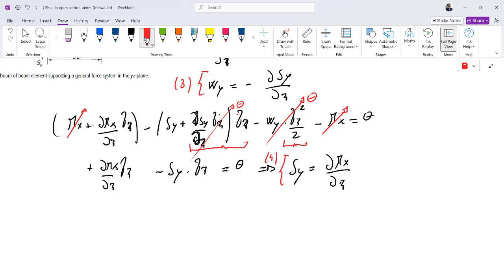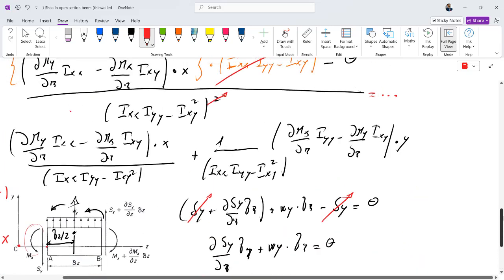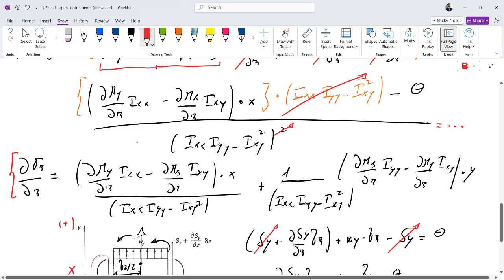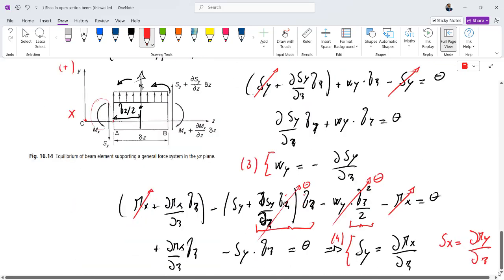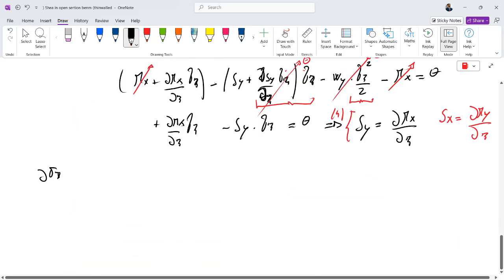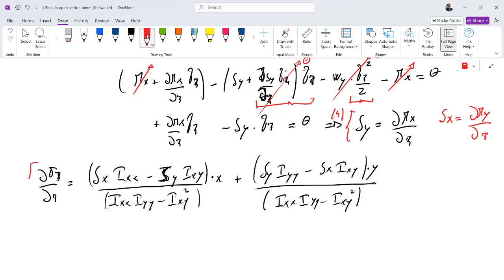So as we expected, the shear is the derivative of the moment along the z-axis, in particular the derivative of the moment that is acting around the x-axis divided by dz. So Sx instead is equal to dMy divided by dz. So now I can substitute this quantity obtained now in this formulation here to obtain finally that dsigma z divided by dz is equal to. So we obtain the fifth equation.